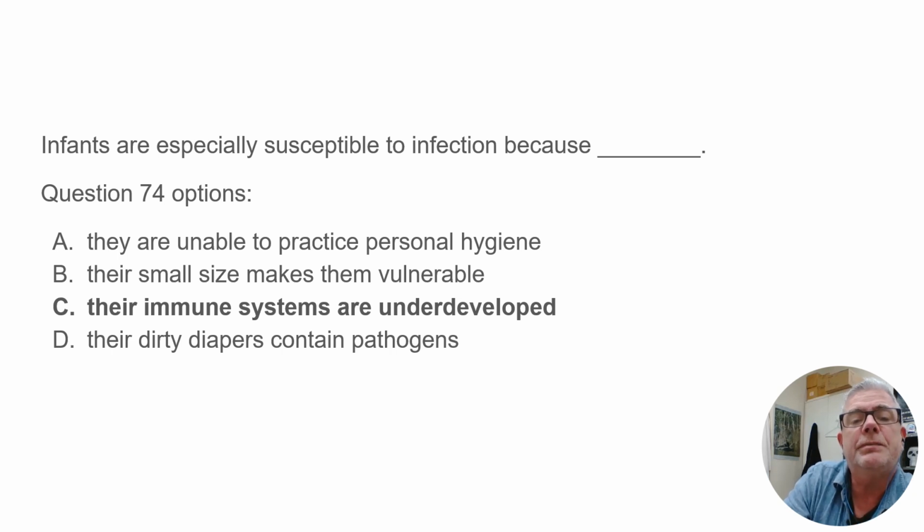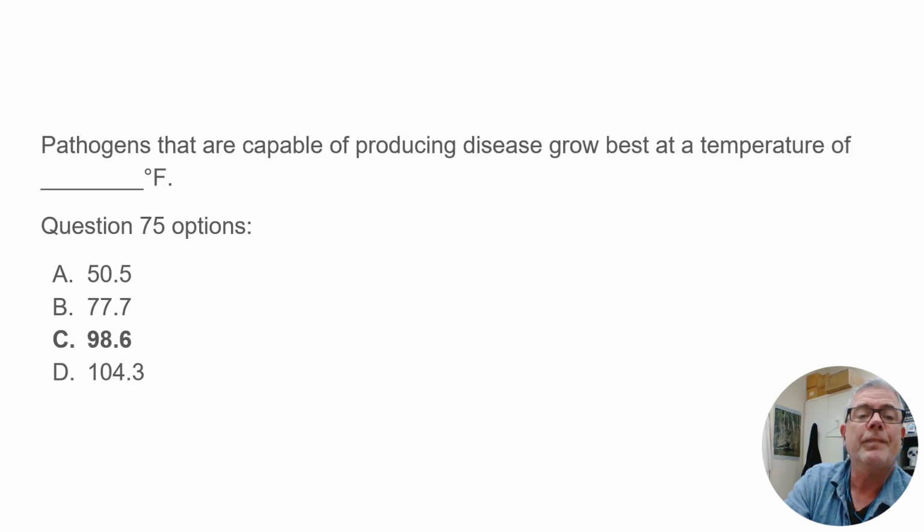Infants are especially susceptible to infection because their immune systems are underdeveloped. They get a little bit of immunity at first from antibodies passed over from the mother. Those antibodies wear off after a while, and then the infant has to develop their own immune system over time, and vaccinations.